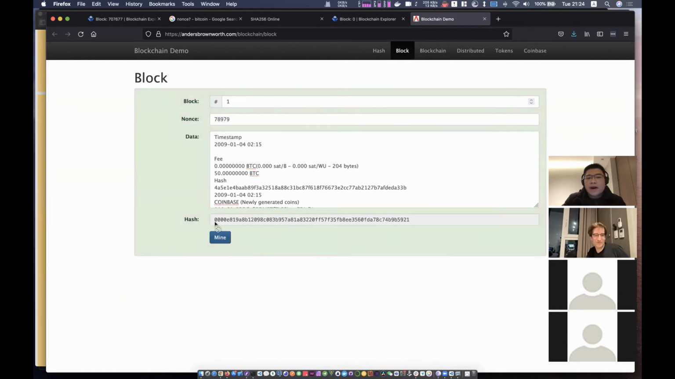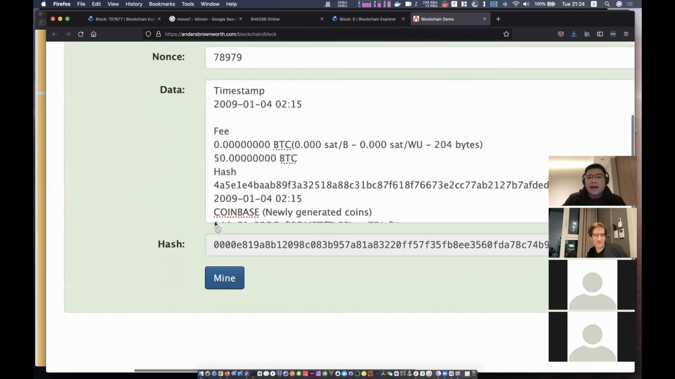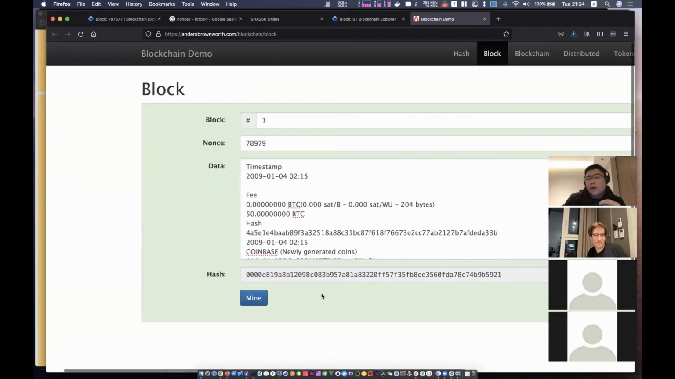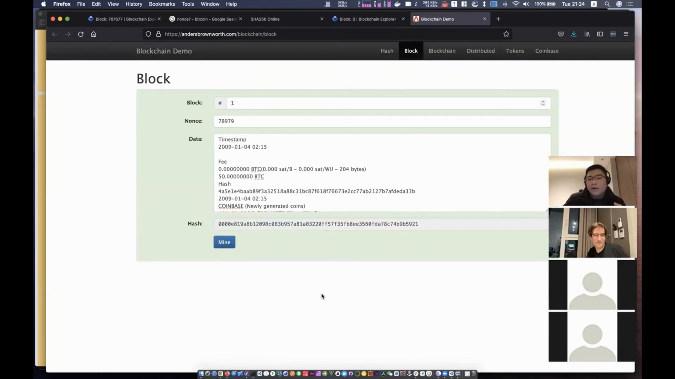Good. So we found the nonce that meets the condition, 78979, and we have the hash that we want, starting with 0000. This is how we create one hash for one block. When miners find the nonce and create the hash for it, they can get a reward from the chain.